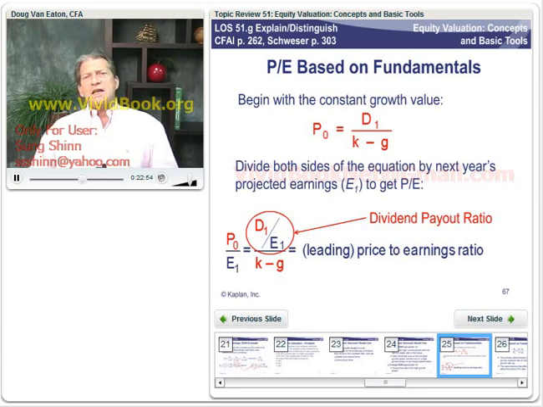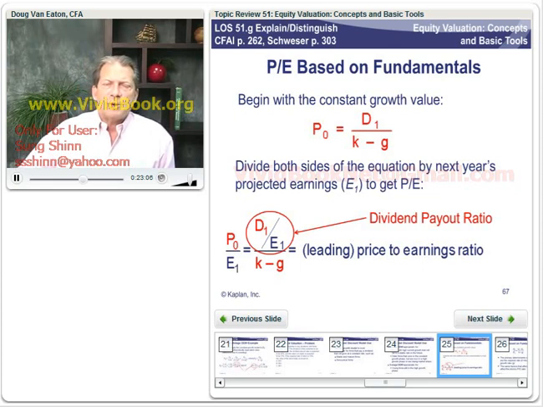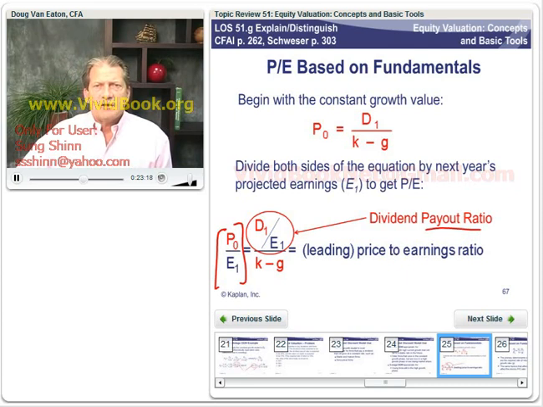We call that a leading price-earnings ratio because it's the current price divided by earnings expected over the next period, the next year. Now notice that when we divide both sides by E1, we get the leading price-earnings ratio over here. What we have in the numerator there is our payout ratio. So the payout ratio over K minus G gives you our estimate of what the price-earnings ratio would be if this valuation held.